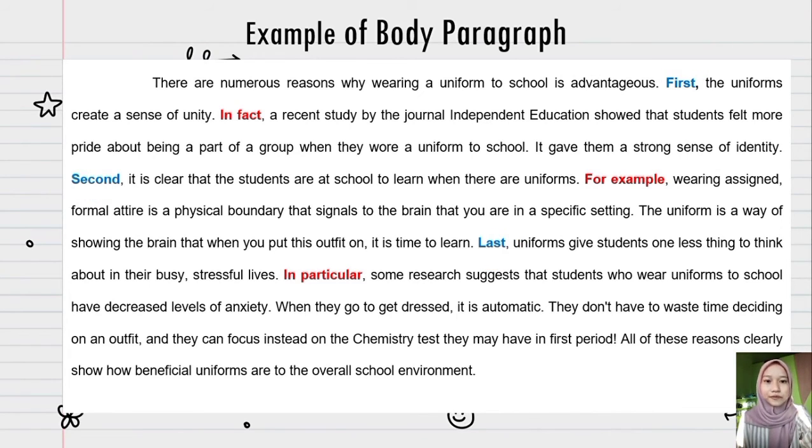And then for each fact, we can use a different transition. To start off the specific detail or example, we can use in fact, for example, and in particular. Pay attention to the red words in bold. When you're starting off your examples or details, you need to use transition words, but make sure that you use different ones so it doesn't sound too repetitive. If you just use "for example" and always "for example," that will be a little bit boring and repetitive, and you might lose the interest of your reader.